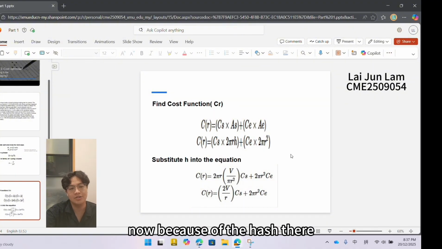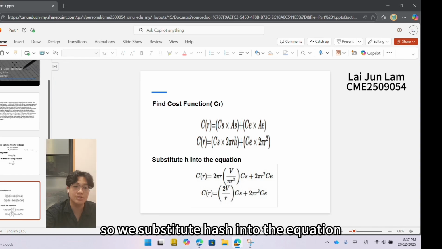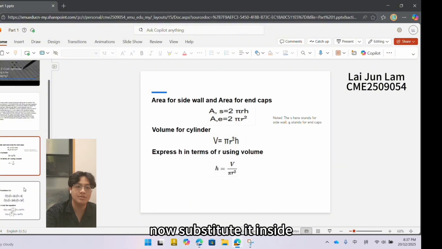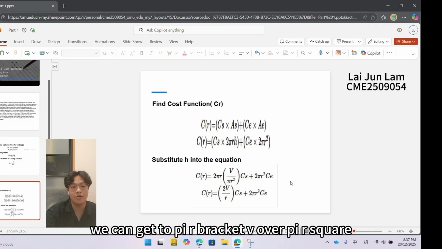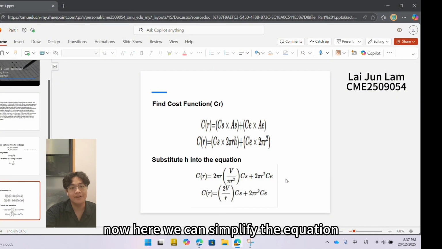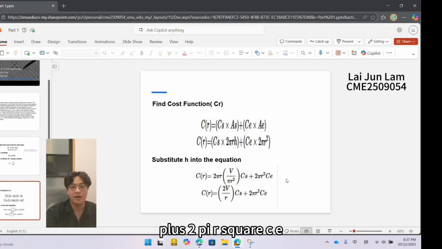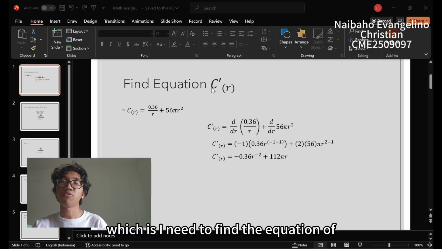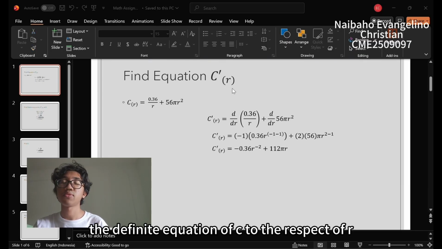Now, because of the h there, we couldn't do any differentiation, so we substitute h into the equation. Now h equals V over πr². Substituting it in, we get 2πr bracket V over πr² Cs plus 2πr² Ce. Here we can simplify the equation, so we get 2V over r Cs plus 2πr² Ce. I will continue with the next part, which is finding the derivative of C with respect to r.